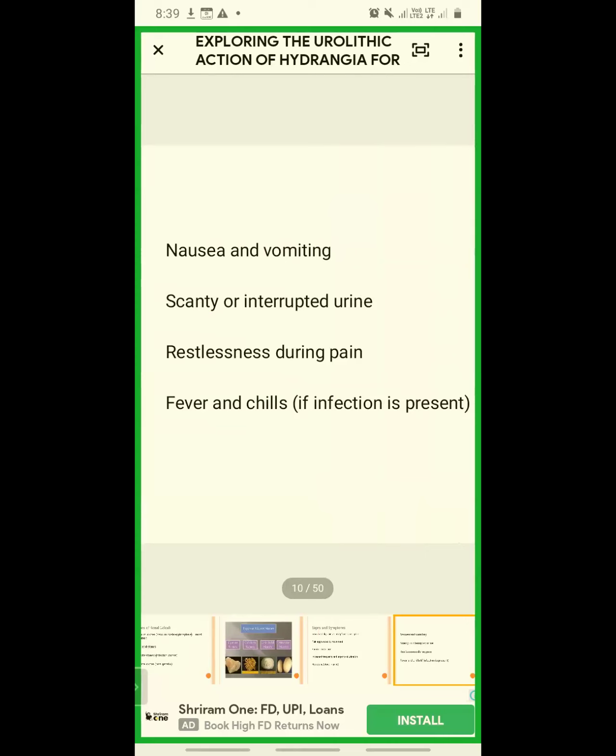Next, nausea and vomiting. In some cases, it may present with nausea and vomiting. The urine will be scanty or interrupted, and there will be restlessness also. If infection is present, it will lead to fever and chills.